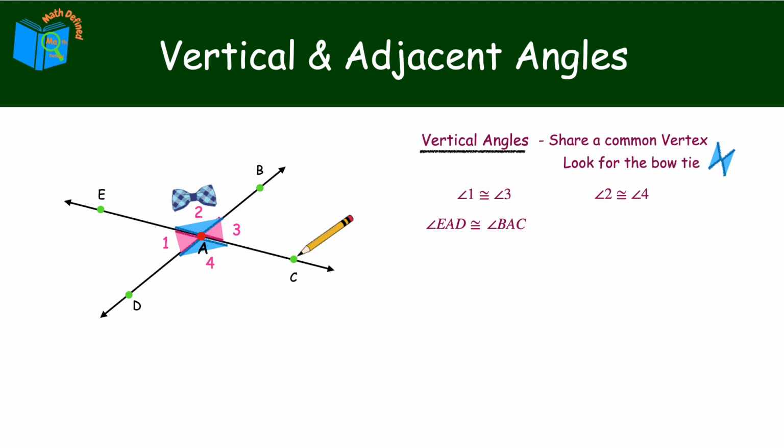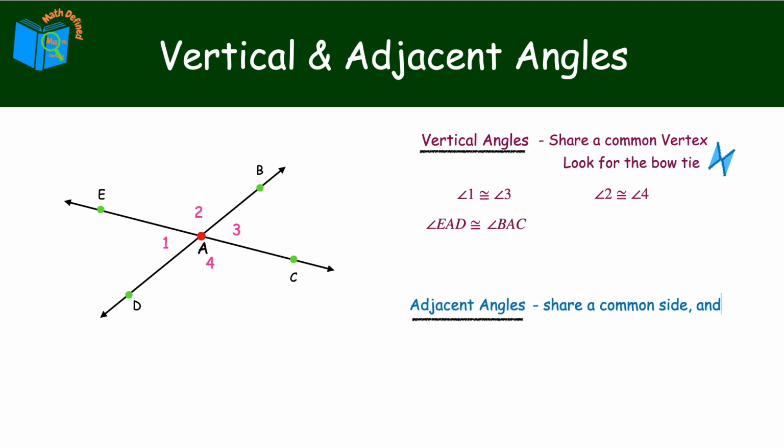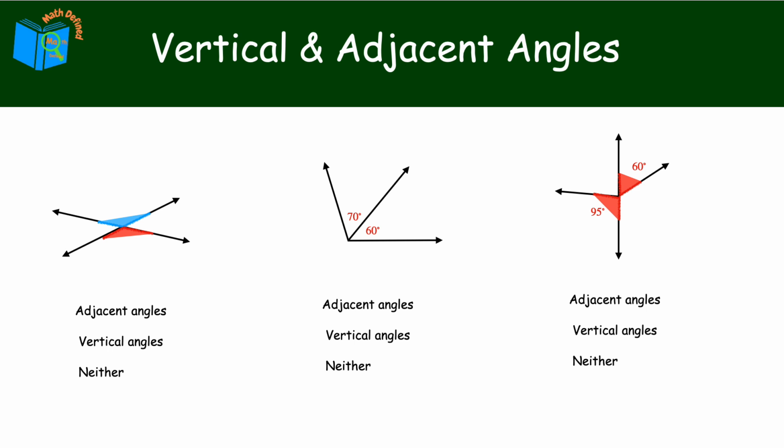Now let's look for some adjacent angles. Adjacent angles share a common side and a common vertex. For example, angles 1 and 2 are adjacent angles. They have the same vertex, point A, and they share side AE. Angles 2 and 3 are also adjacent. They share side AB.